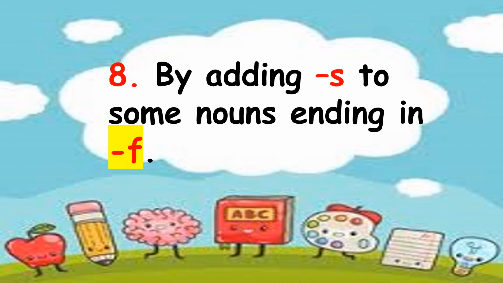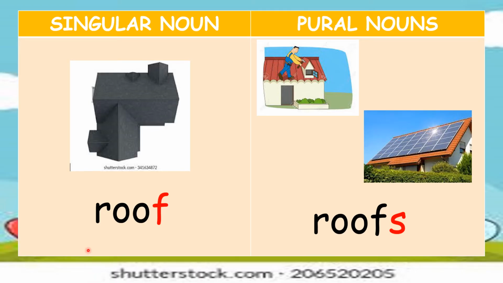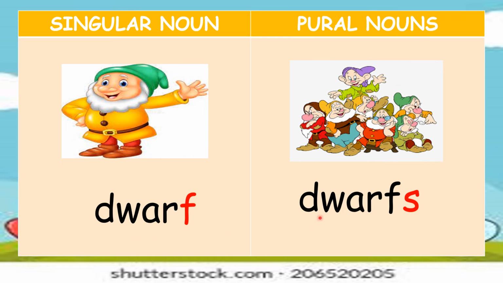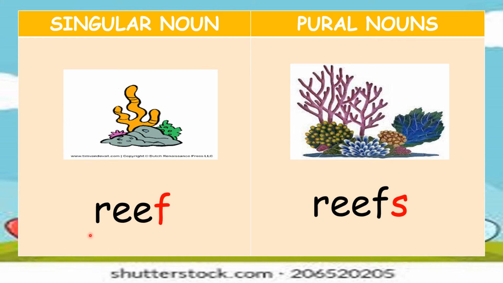Number 8. By adding S to some nouns ending in F, which means not all nouns ending in F change F to VES, but instead, you just add the letter S. Here are some examples. Roof, roofs. Add the letter S. A hoof, 4 hoofs. A dwarf, 7 dwarfs. It's not dwarves, but dwarfs. Reef, singular. Reefs, plural. Coral reef, coral reefs.